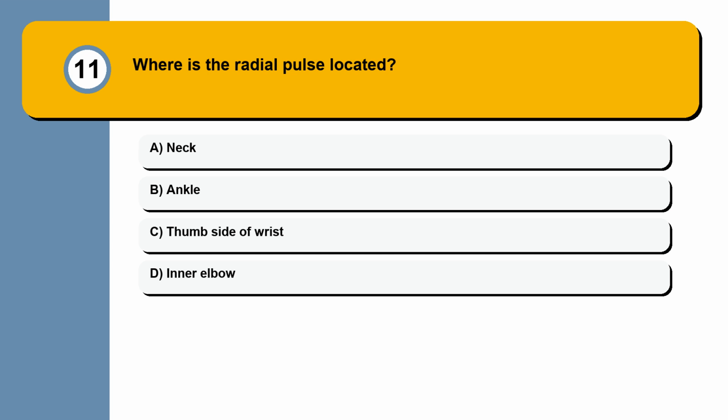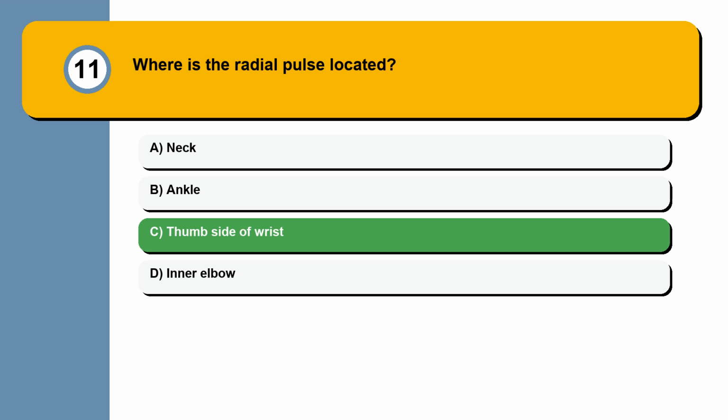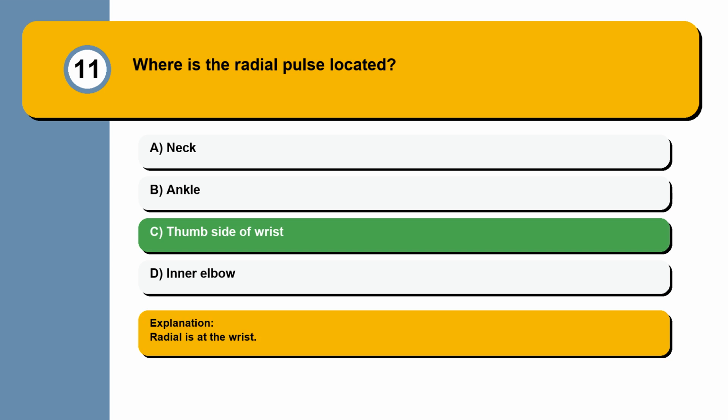Question 11. Where is the radial pulse located? Neck, ankle, thumb side of wrist, inner elbow. Radial is at the wrist.